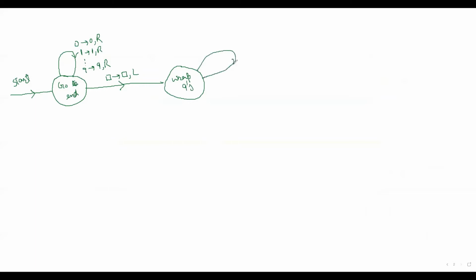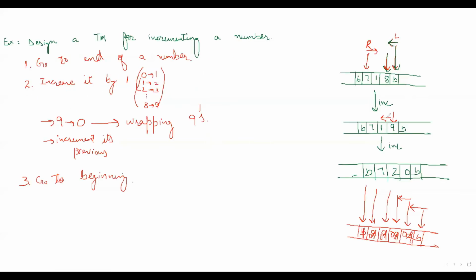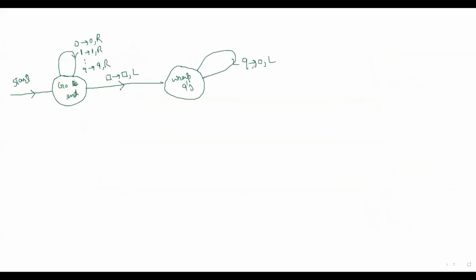Whatever 9 is there, if it is 9, replace it with 0 and go to the previous one. Previous one means left. Okay, go to the left. So if the left is not 9, for example, if it is 1 or something else, 2, 3, 4, 5, 6, 7, 8, up to 8, we will increment it by 1. However, if it is 9 again, then again we will wrap it with 0. We will replace it with 0 and move left. Then we have to increment by 1. Increment by 1, that is the previous one.